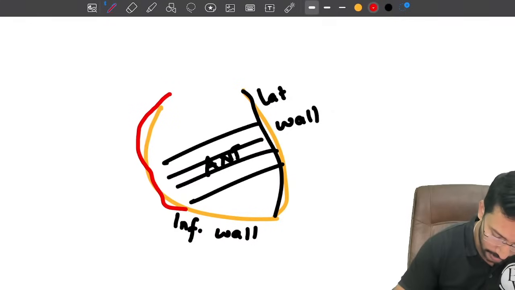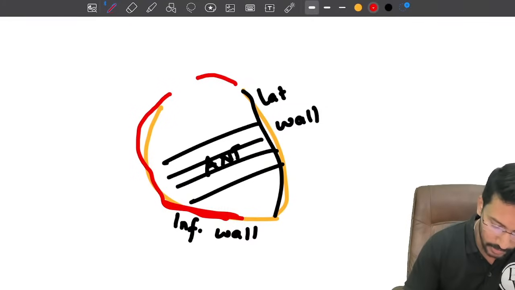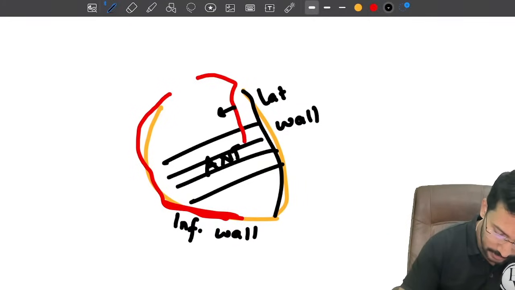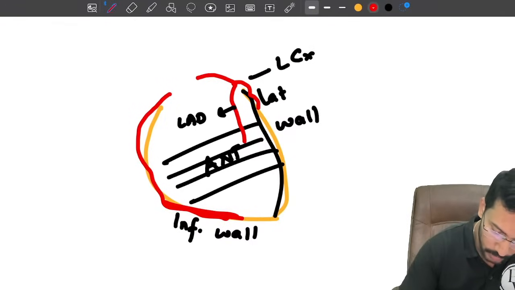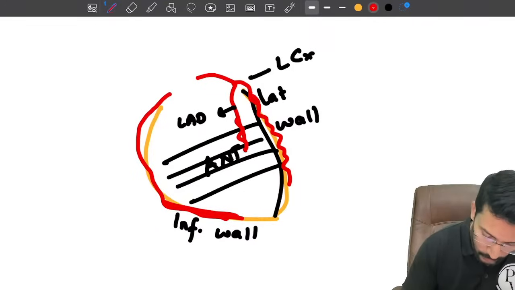One is the right coronary artery, which primarily supplies the inferior wall. The second one is the left coronary artery. This left coronary artery divides into two branches. One is called the LAD, and the second one is called the left circumflex. So this left circumflex supplies the lateral wall, and the LAD supplies the anterior wall, and some branches of the LAD will also supply the interventricular septum.